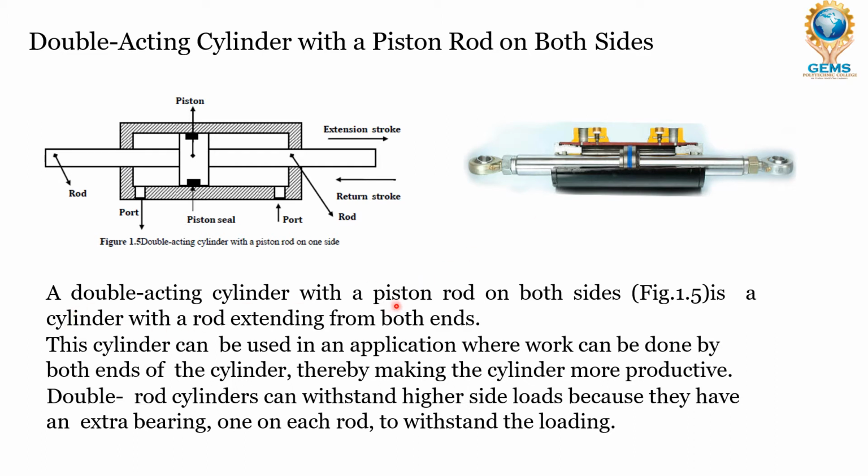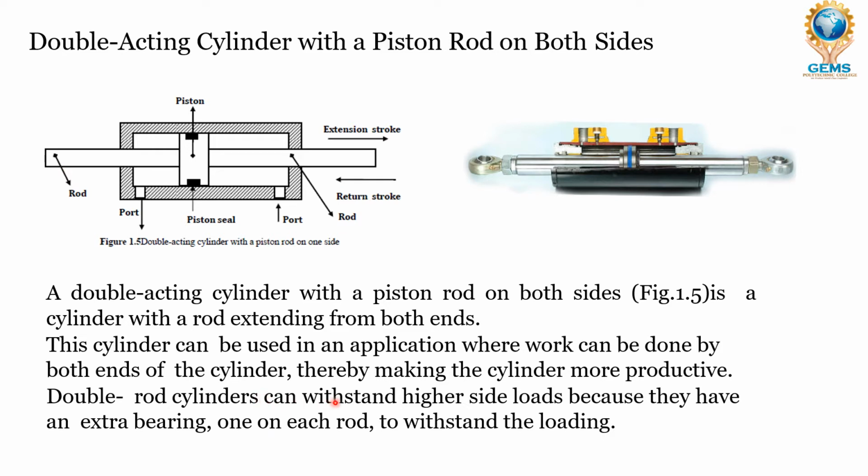A double acting cylinder with a piston rod on both sides is a cylinder with a rod extending from both sides. This cylinder can be used in an application where work can be done by both ends of the cylinder, thereby making the cylinder more productive. By using the rod at both ends, you can extract work on both sides, so that the work may be more productive.